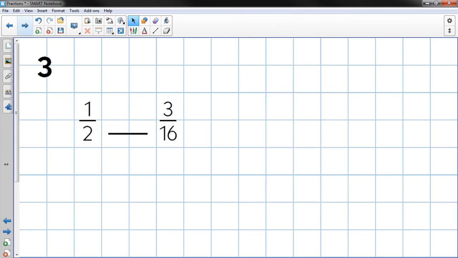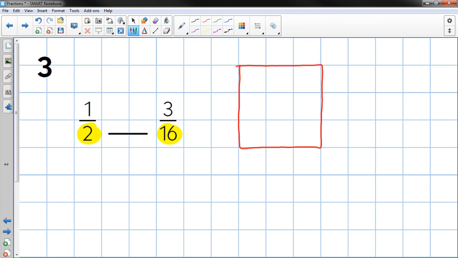Let's look at another one. 1/2 and 3/16. Okay, this one's going to be a little trickier. The 16ths is very different than half, but I know I could represent half in 16ths. So I need to make a rectangle that's made of 16 pieces. And you might think that's going to be big, and it might, but I'm actually going to use a 4x4 square. I'm going to break that up into 16 pieces.